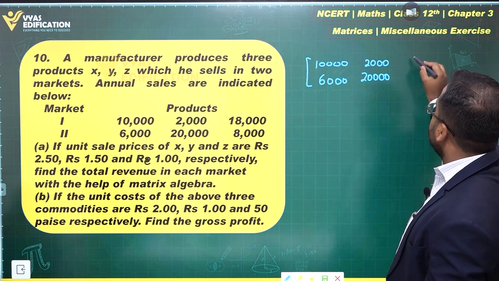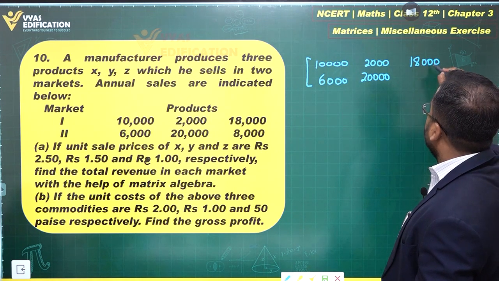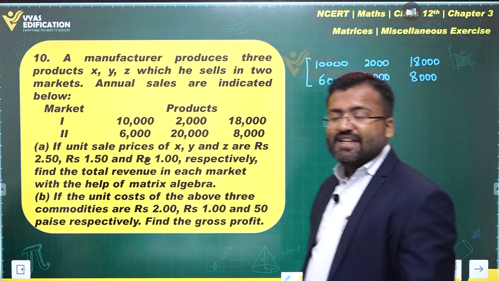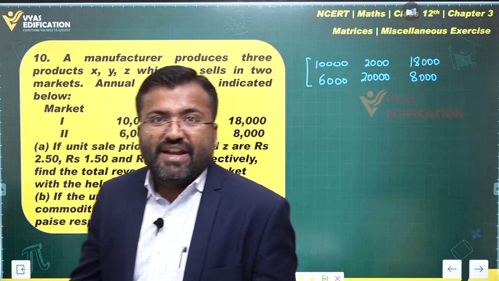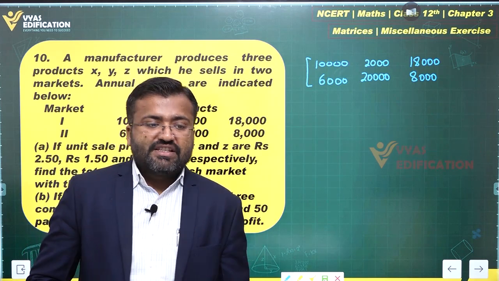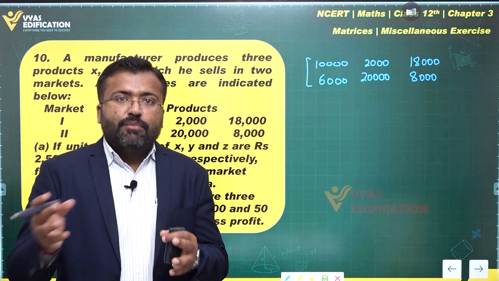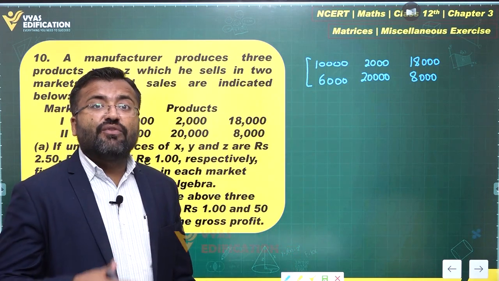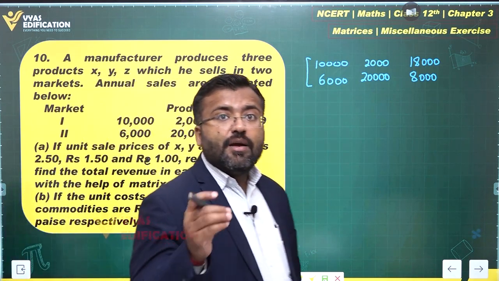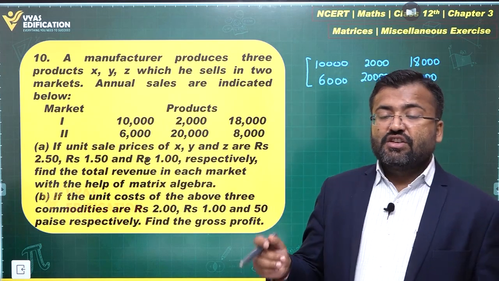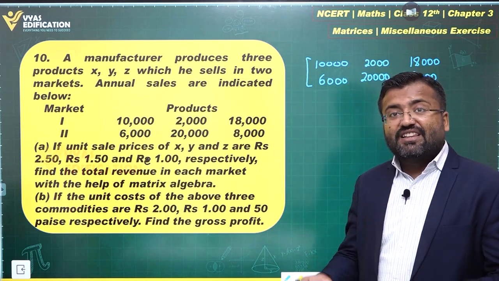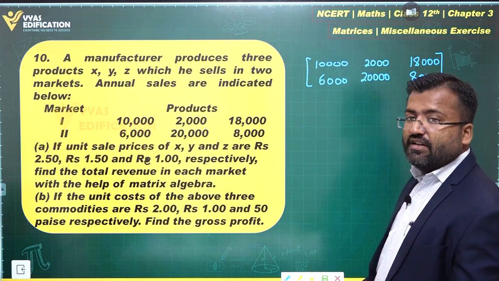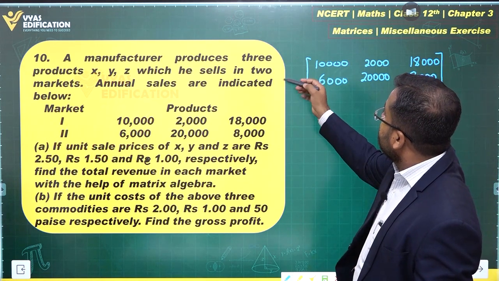This is a matrix for sales. When we want the revenue, we need another matrix for the price. Sales times price, number of items sold into the price, would be the total revenue. So this is a matrix for sales. We can find another matrix for prices, and by multiplying them we can get the total revenue. This is the sales matrix. Let us call this A.